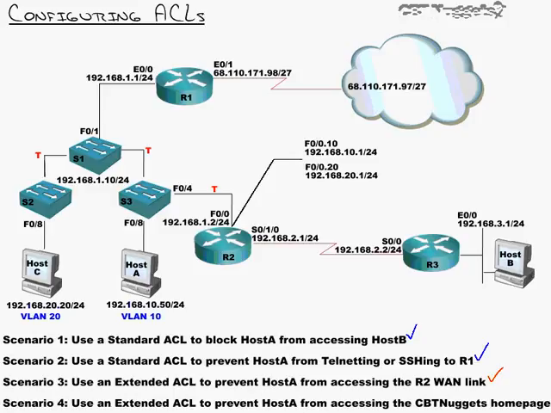So we have to prevent host A from the CBT Nuggets homepage. Immediately that triggers in my mind, we're talking homepage, we're talking web access, somebody being able to access a web server that presents a homepage. So what I'm going to say in that case, in technical terms, is that we need to deny host A from using TCP port 80, destination port, to access the CBT Nuggets homepage. So now we come to a question: what's the IP address of the CBT Nuggets web server?